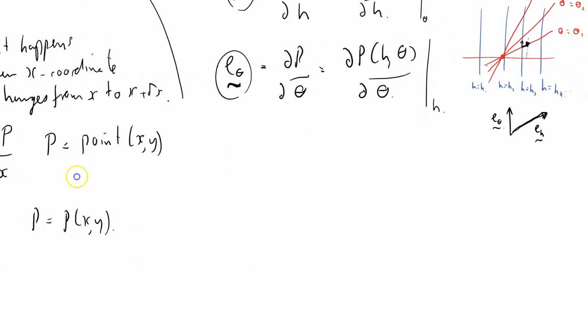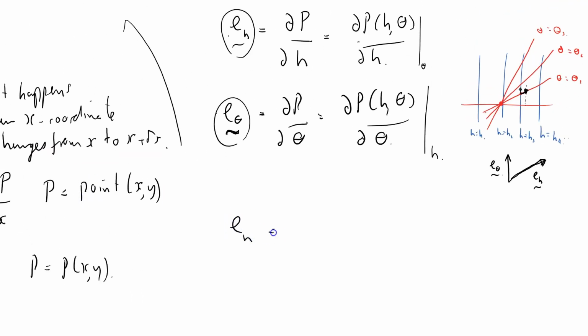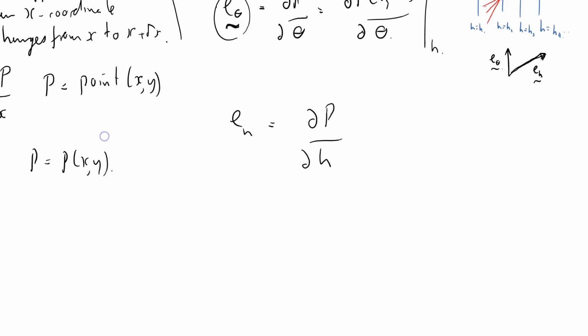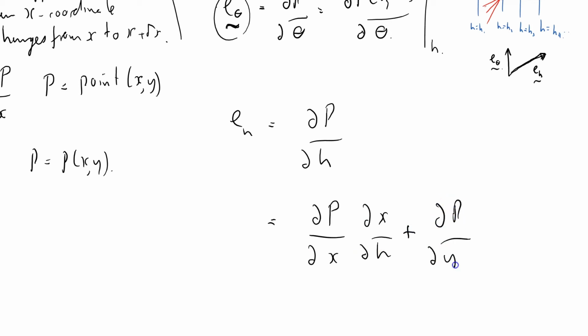So let's have a look at that. E_h equals ∂P/∂h at fixed theta. You don't normally write at fixed theta. You don't normally need to write that. That's kind of understood. Now what I'm going to use is the thing I introduced on the very first screencast about total derivatives. So I'm going to say it's ∂P/∂x ∂x/∂h plus ∂P/∂y ∂y/∂h, and this is equal to E_h.